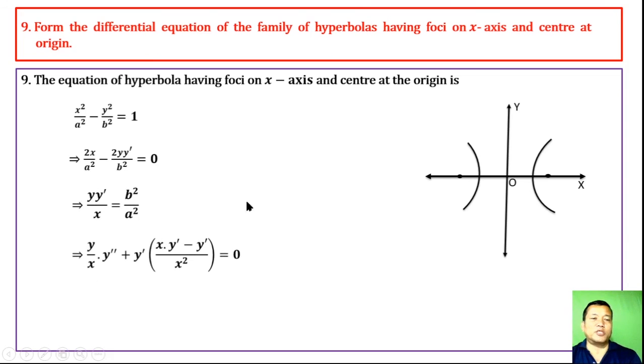Differentiating this equation with respect to x, applying the product rule on the left side, the first function is treated as y by x and y dash is treated as the second function. First function remains unchanged, y dash its derivative is y double dash, plus y dash remains unchanged, derivative of y by x is this, and for the constant its derivative is 0. Multiplying both sides by x square we get this, which is the required differential equation of the hyperbola.